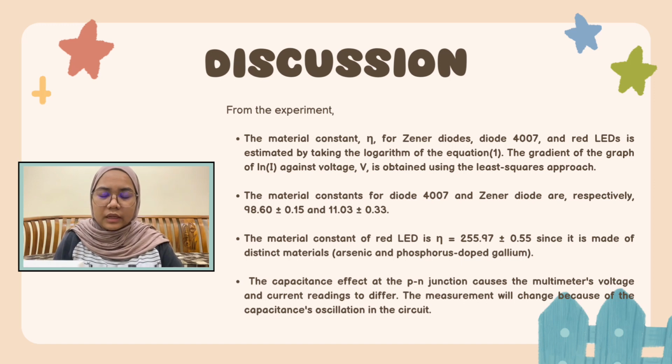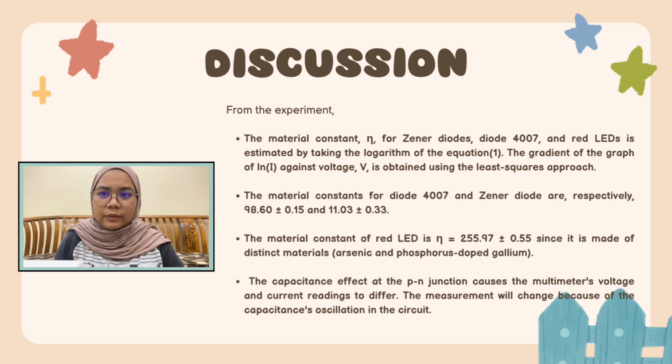From this experiment, we need to find the material constant for the Zener diode, diode 1N4007, and LED, and it is estimated by taking the logarithm of the equation. The gradient of the graph of I against voltage is obtained using the least squares approach. For diode 1N4007, the material constant we got is 98.60 plus minus 0.15, for the Zener diode we got 11.03 plus minus 0.33, and for the red LED we got 255.97 plus minus 0.55.